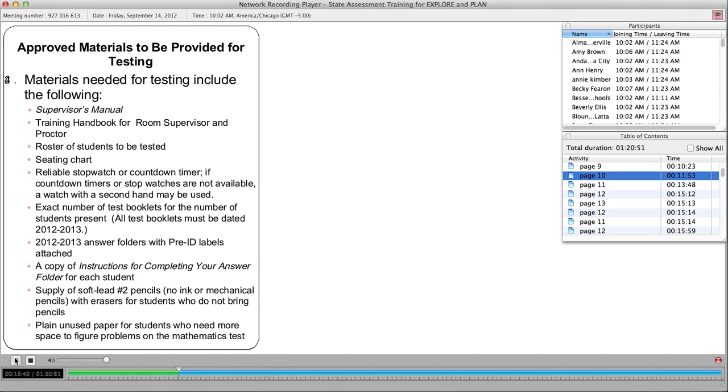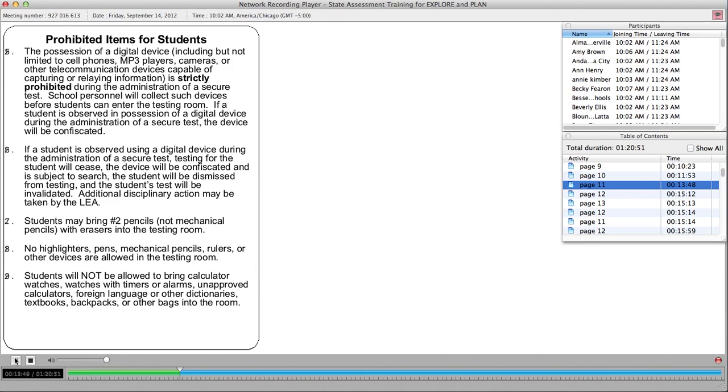You may provide plain, unused paper for students who need more space to figure problems on the mathematics test. That's the only section that will be allowed to use scratch paper. The next section is prohibited items for students. This one is very important, and it's the same policy that is used with each of our state testing programs.